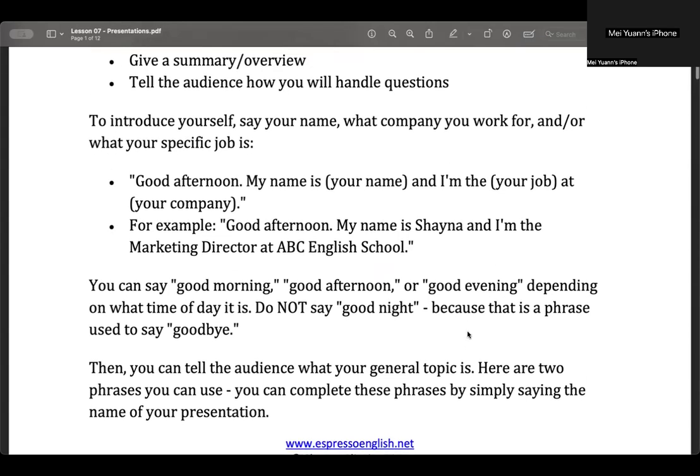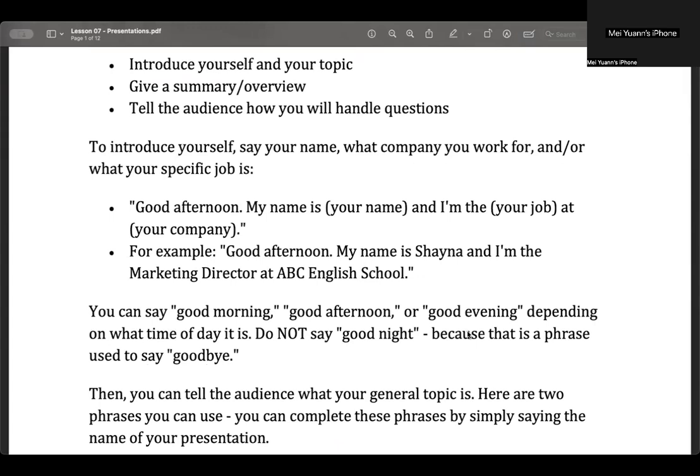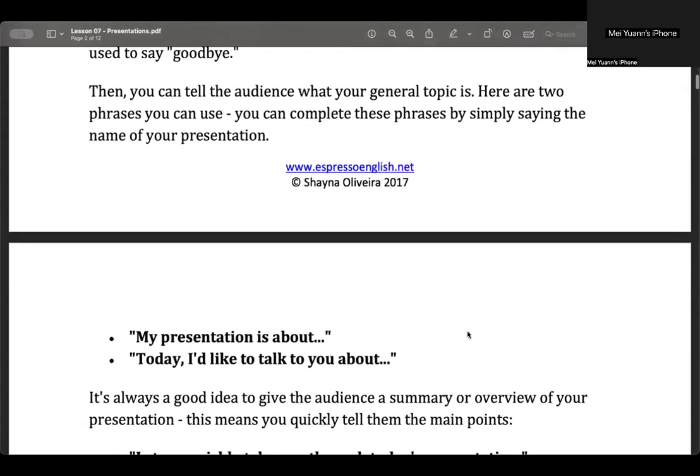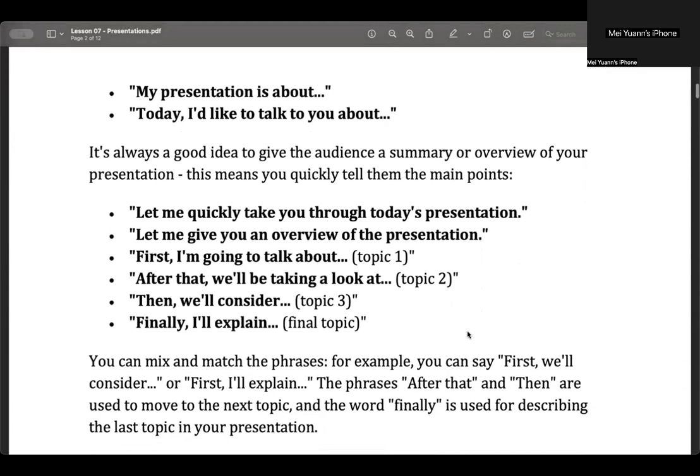Then you can tell the audience what your general topic is. Here are two phrases that you can use. You can complete these phrases by simply saying the name of your presentation. My presentation is about. Today, I'd like to talk to you about. It's always a good idea to give the audience a summary or overview of your presentation. This means that you quickly tell them the main points. Let me quickly take you through today's presentation. Let me give you an overview of the presentation.